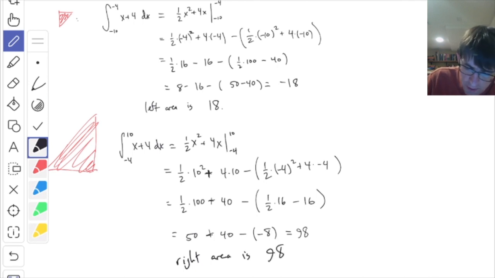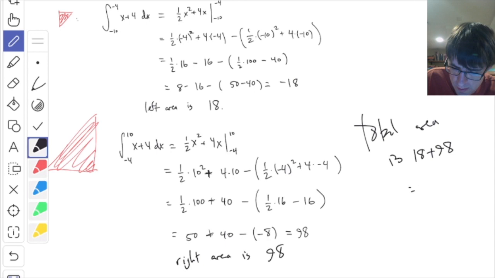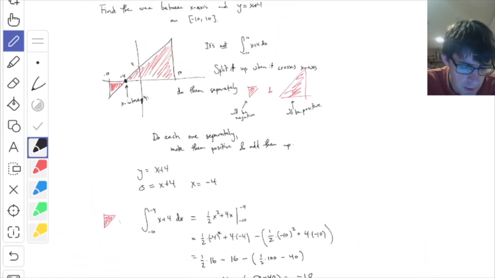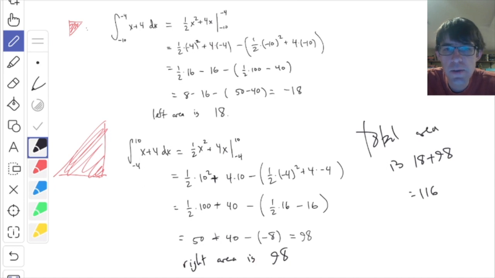And so the total area, we add them together. 18 plus 98, whatever that is. It's 116. Is it? I think so. All right, I think that's right. There's a fair amount of opportunity to mess up the numbers, but I think I got it right eventually. What do you think? Any questions about that one? This is a tricky one. You got to set it up right. Split the integral into two parts, and then add the two answers together.